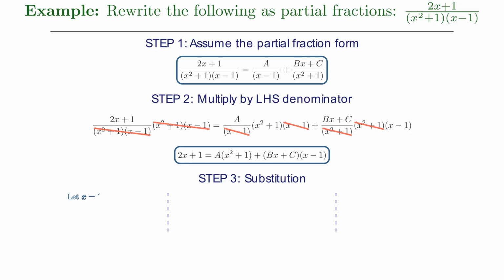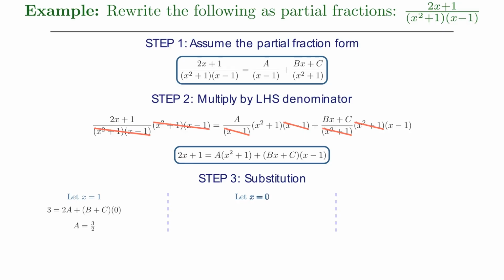So letting x equal 1, this gives me 3 is equal to 2A plus (B + C) times 0. Dividing by the 2, I get that A is equal to 3 over 2. I can now use the value of A in that equation. If I look at the terms I have, I've got Bx + C, so I can make the B term vanish by choosing x equals 0.